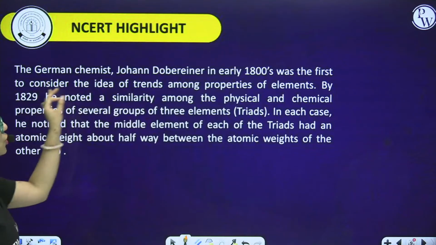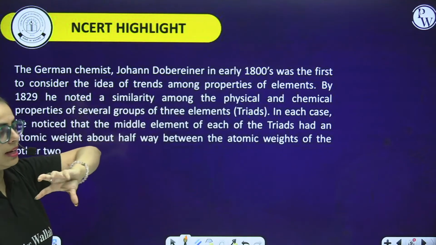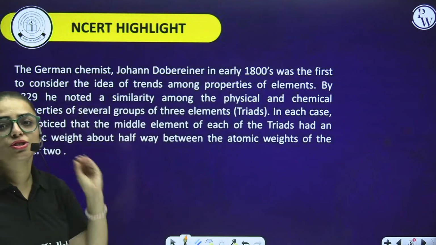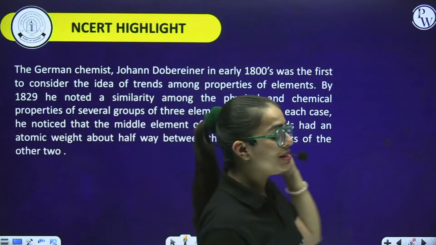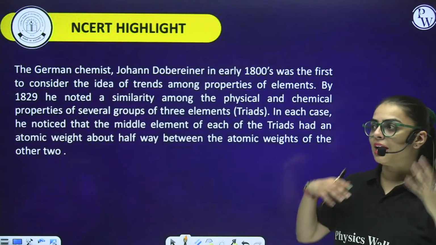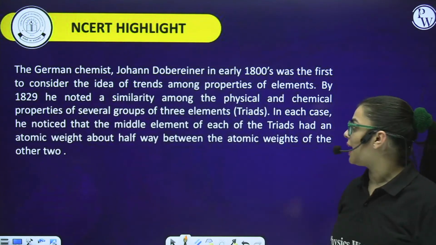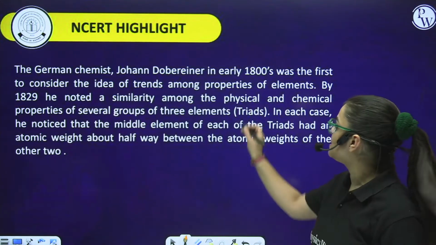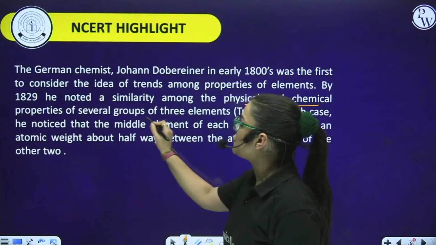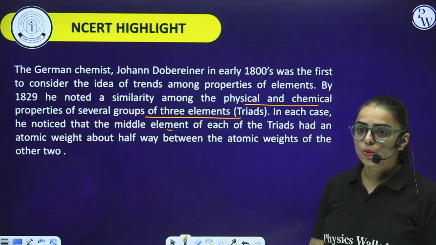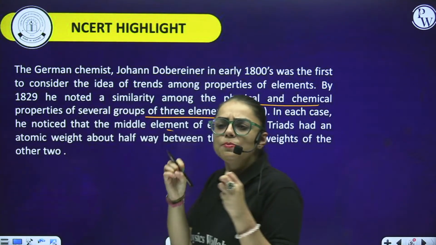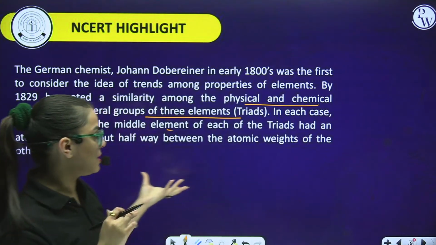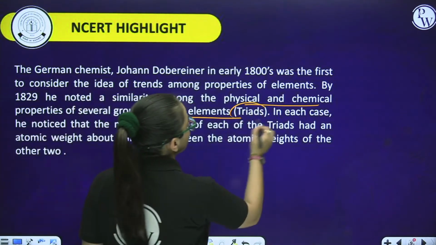The German chemist Johann Dobereiner in the early 1800s was the first to consider the idea of trends among the properties of elements. So he was the one who initiated classifying elements, to understand about elements, right? By 1829, he noted a similarity among the physical and chemical properties of several groups of three elements. So he saw that three elements show the same kind of physical and chemical properties, a group of three elements, which he referred to as triads, right guys?